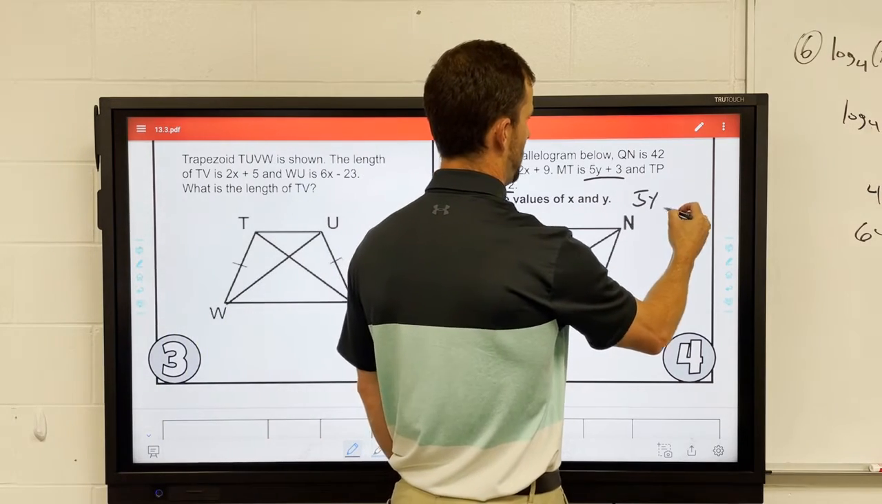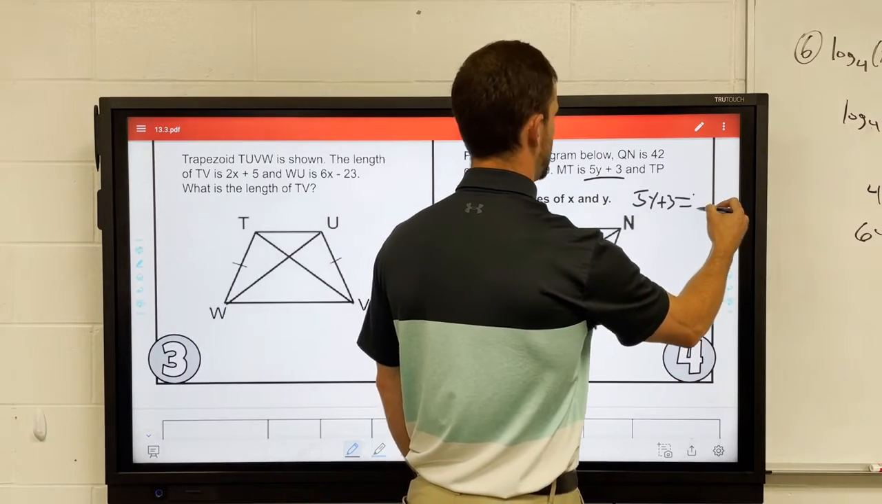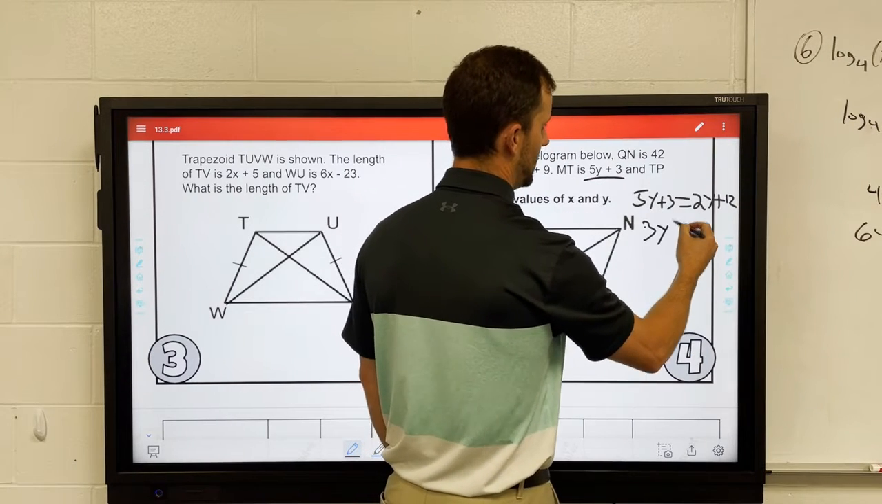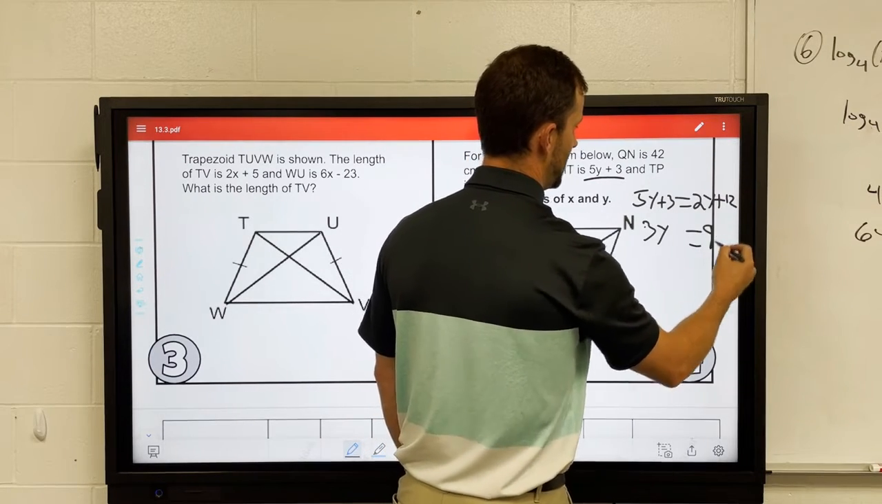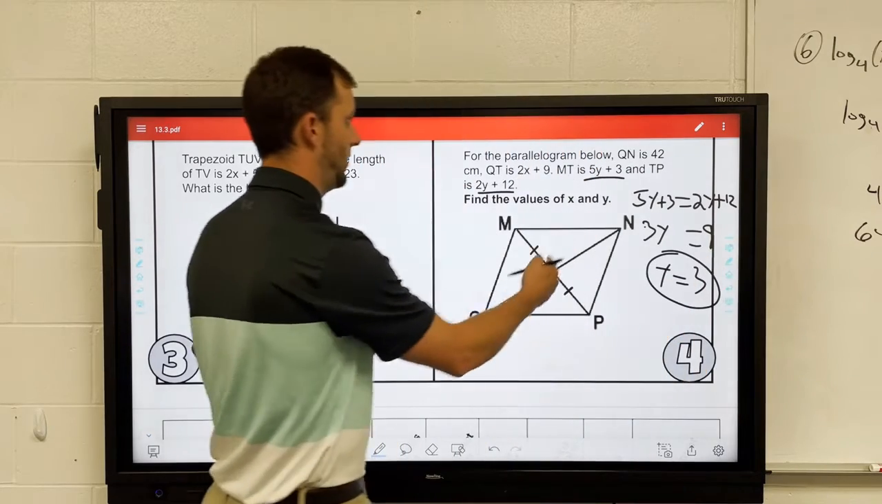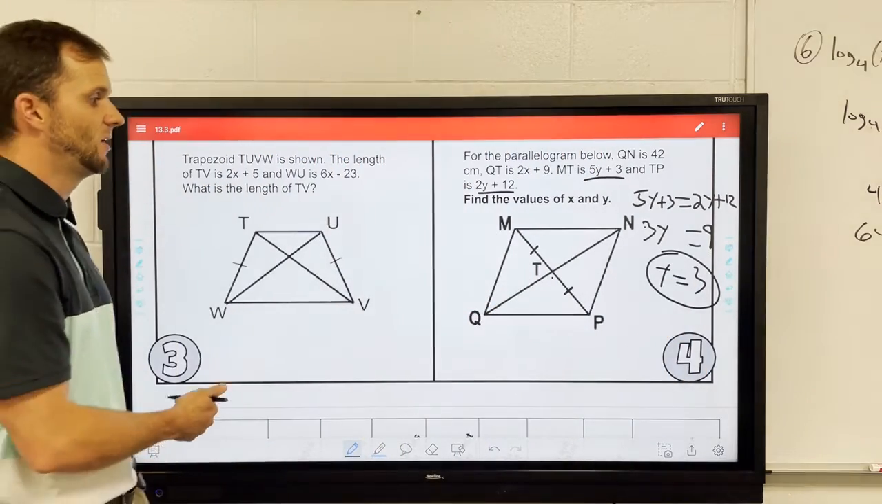So I'm going to do 5y plus 3, and I'm going to set that equal to 2y plus 12. So subtract 2y would give me 3y. Subtract 3 would end up giving me 9. Divide by 3, so y is going to end up being 3. So that's the value of y. Now I need to find the value of x.